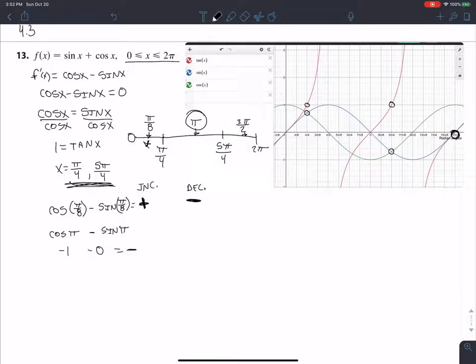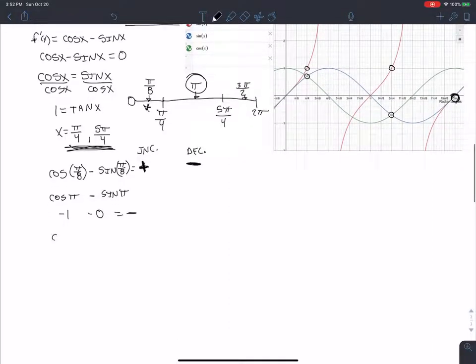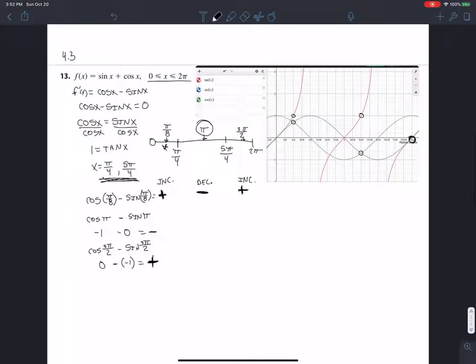And for this last little bit of an interval, 3 pi over 2, the cosine of 3 pi over 2 is 0, and we're going to subtract the sine of 3 pi over 2. We're going to subtract that, and it's negative 1, and that makes it a positive. Doesn't matter what the value is. And that means this interval here is increasing.